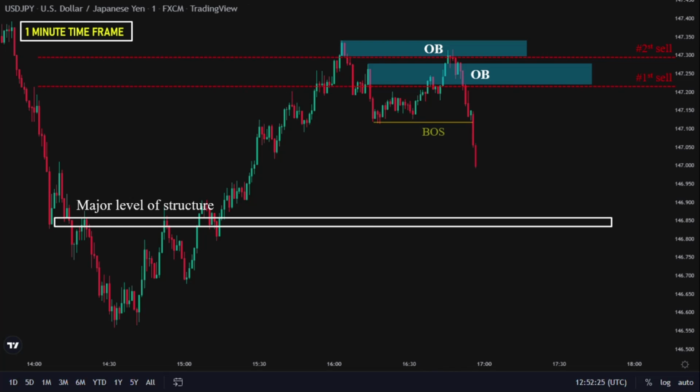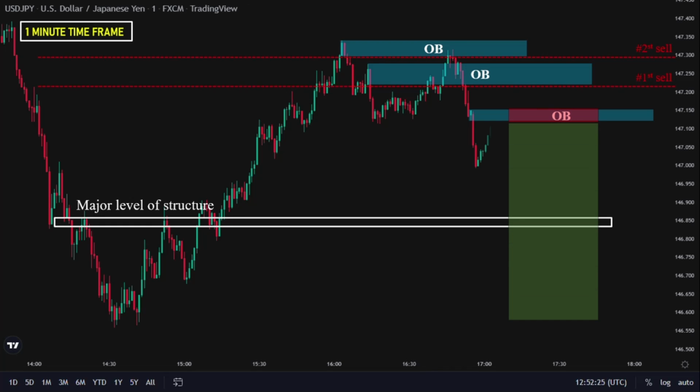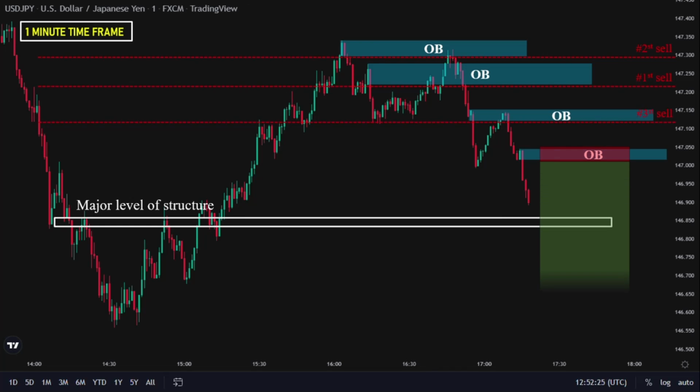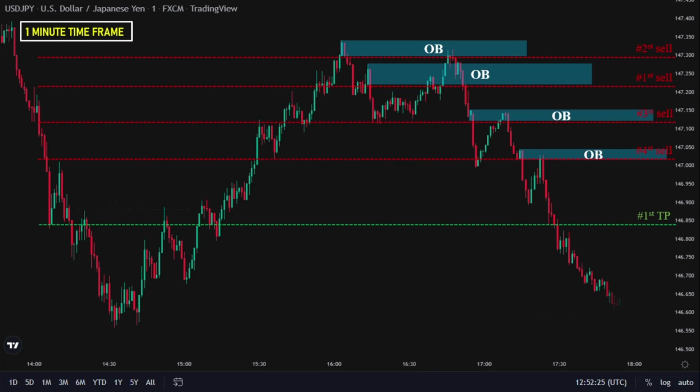So let's continue. As you can see, price again forms a new BOS and an order block right here. So we place a new order. As you can see, our third order has been activated and price makes a new BOS and another order block here. So again, we place an order here. As you can see guys, price activated our last order and hit the take profits of our 3 open trades.